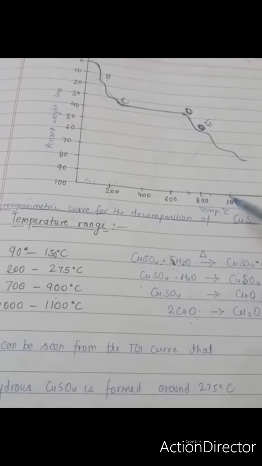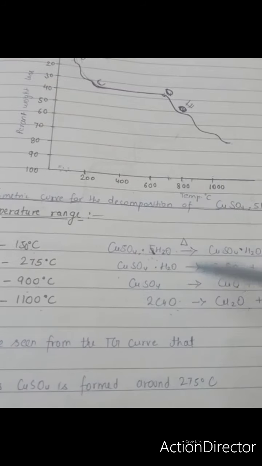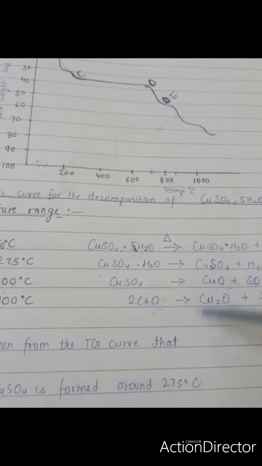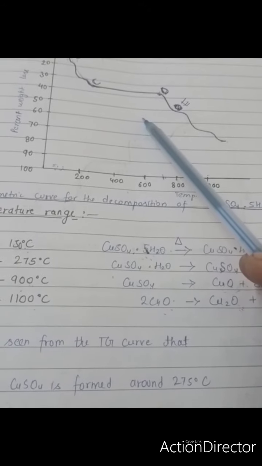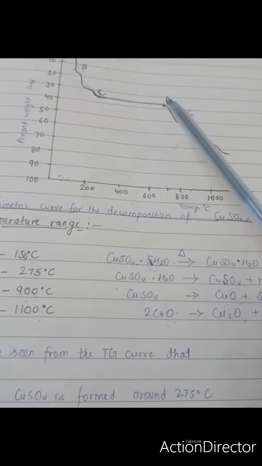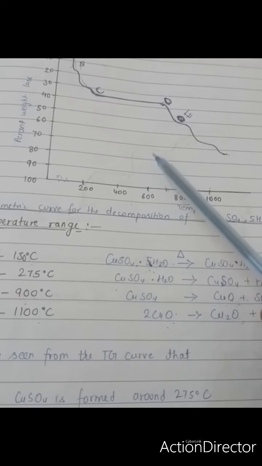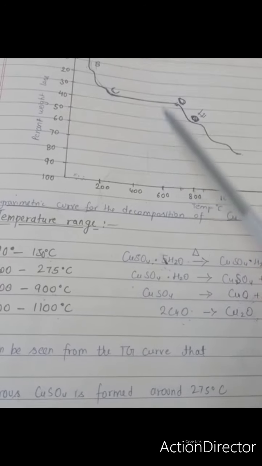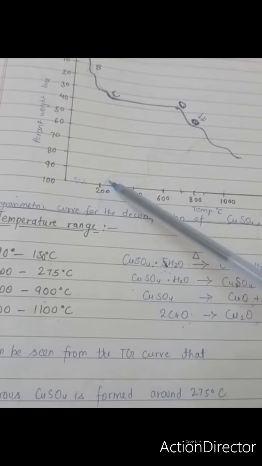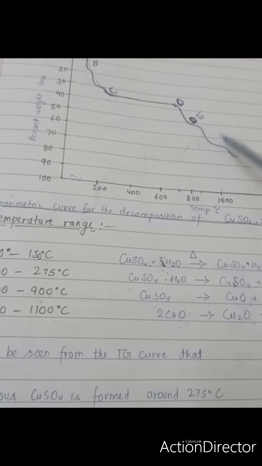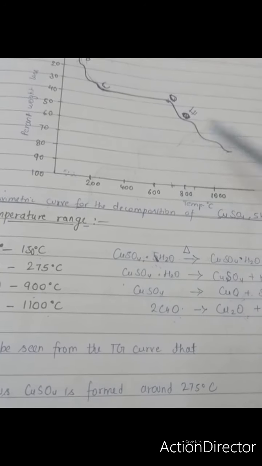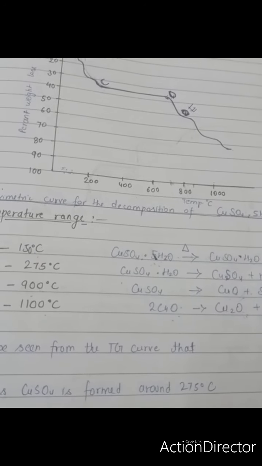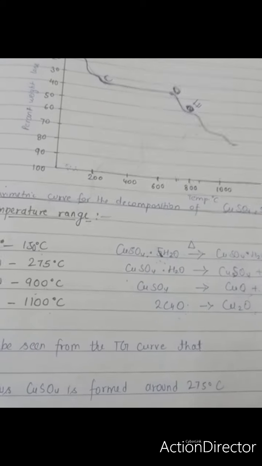Further, between 1000 to 1100, again copper oxide is getting converted into cuprous oxide and oxygen, so there is a decline in the weight. From the TGA curve, you can very easily make out that here anhydrous copper sulfate is formed, then cuprous oxide is formed above 1000 degrees Celsius. So depending on the requirement, copper sulfate pentahydrate will be ignited at appropriate temperatures.